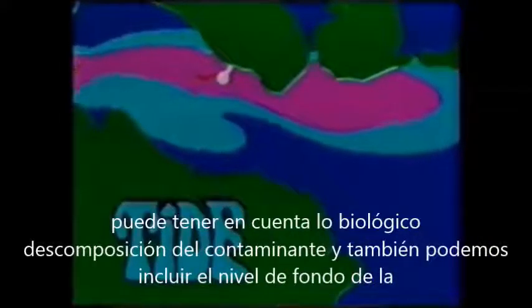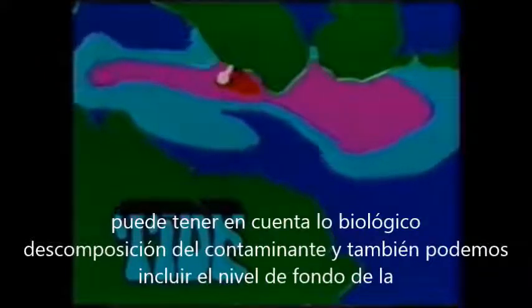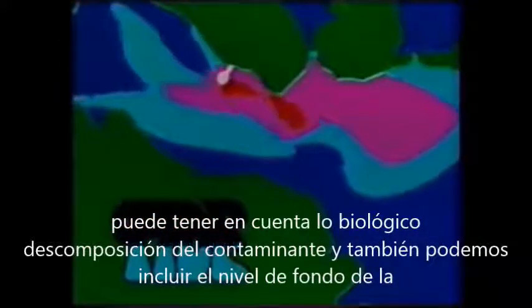The same program may be used for any other area of water and any specified discharge of pollutants. We can investigate varying the rate of discharge and timing it to fit in with the movement of the tide. We can take into account the biological decay of the pollutant, and we can also include the background level of pollution from the rivers themselves.